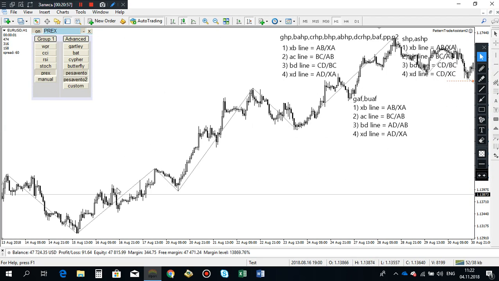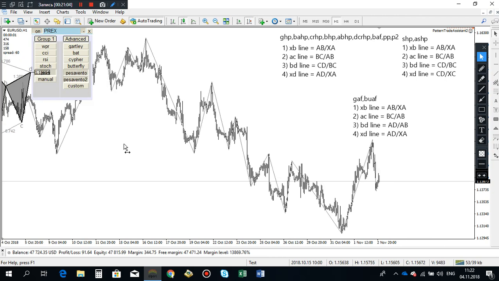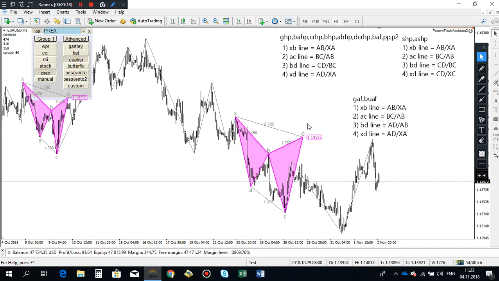Okay, we go back to our initial thing, and now it's time to know how the Cipher is calculated. The Cipher will have an additional group, the Cipher group. Okay, how the Cipher is calculated, what are the ratios for the Cipher pattern, Cipher advanced formation.